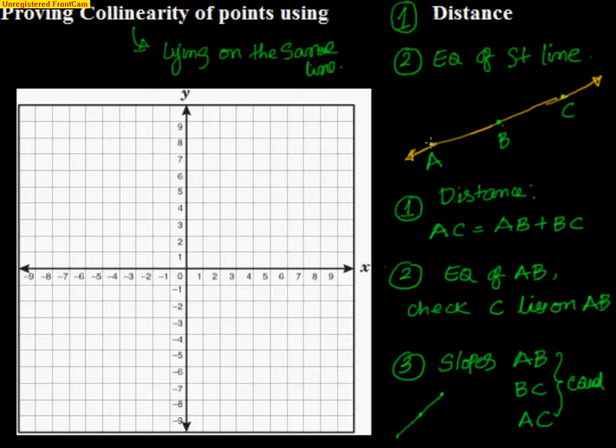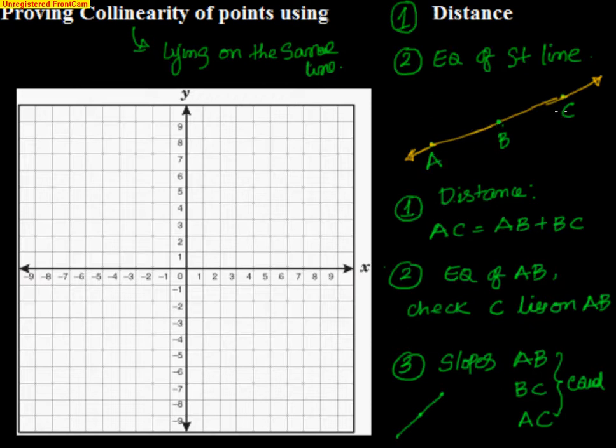Are you with me? Let me repeat again. Collinearity means lying on the same line. A line is a collection of points, and you need at least 2 points to create a line. Suppose you want to prove that a third point is also lying on the line. You have 2 points, you have created a line. Now you want to check whether the third point is also lying on the line or not. You can use 2 methods, maybe 3 methods.